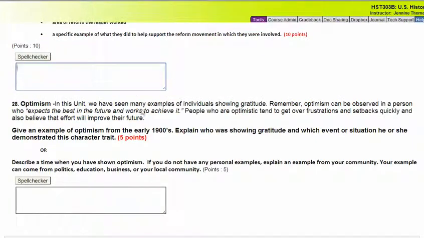Remember that the second question, even though there are some typos in here that I will fix by the time you take the test, they should all say optimism. Your focus is on the word optimism, not gratitude.